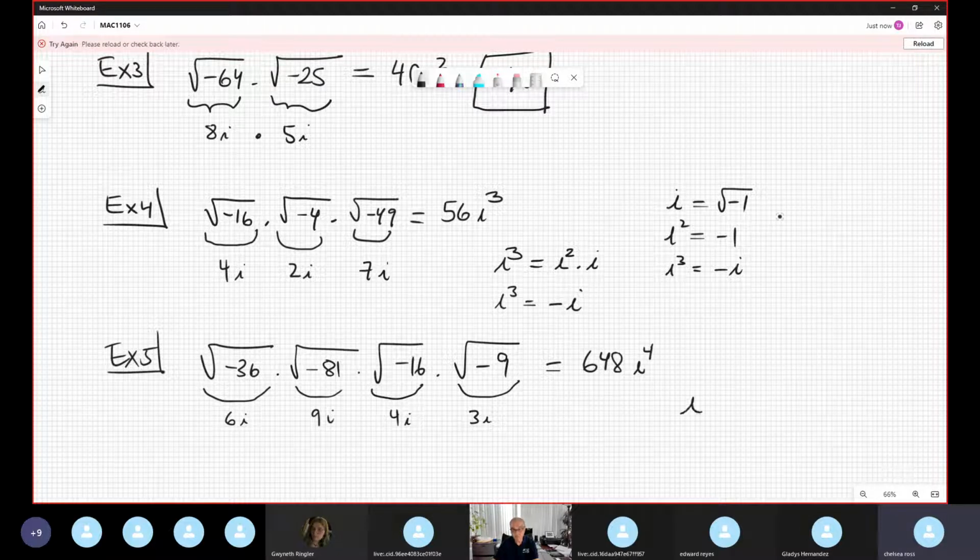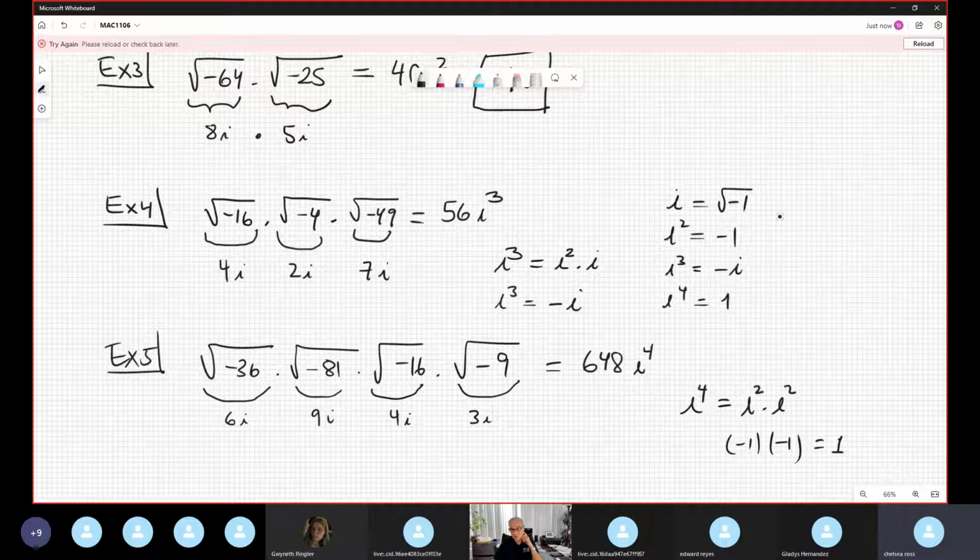And what is i to the 4 power? Well, i to the 4 power, I can interpret it like i squared times i squared, because 2 plus 2 is 4, no? And i squared I know is negative 1, so negative 1 times negative 1 is positive 1. So i to the 4 power is positive 1. Therefore, my final answer in this problem is 648, is real, because i to the 4 power is 1. 1 multiplied by any number is this number.